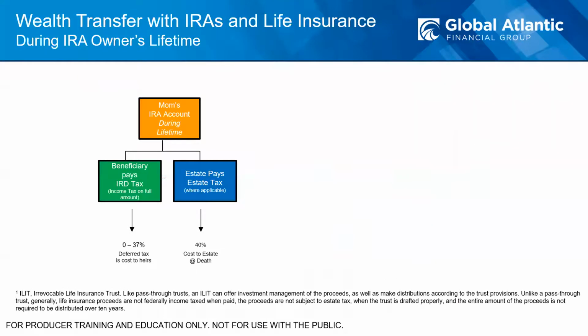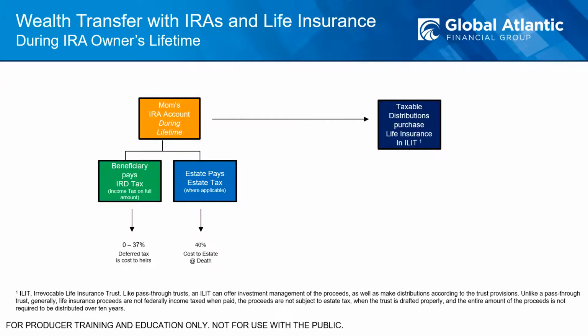Great point, Brad. So let's say mom has an IRA account during her lifetime, and she takes taxable distributions. This is the IRA max strategy. She takes taxable distributions to purchase life insurance in the ILIT. So she does that over time. Now we have structured this in very different ways.